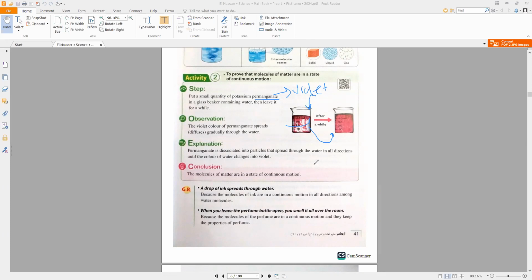So in this activity, if you have water and you put some drops of permanganate inside it, you will find that the color of the water will change to violet color. Why? Because the permanganate is a matter, and this matter consists of molecules, and the molecules of any matter are in a continuous motion. So it will spread through the water until the color of the water becomes violet. So we can conclude that the molecules of matter are in a state of continuous motion.